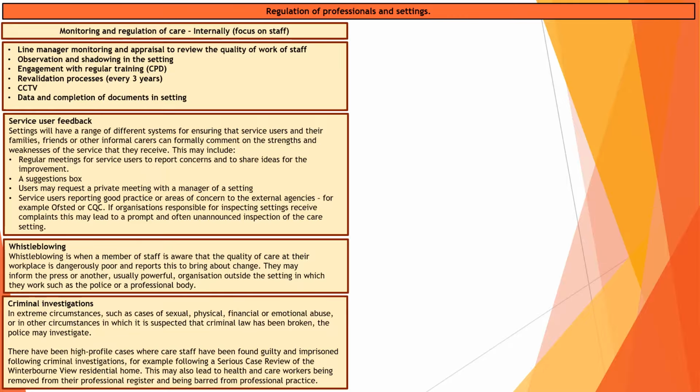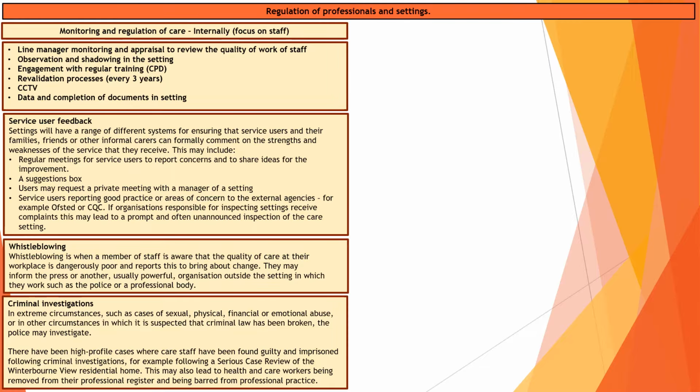And finally, the last way in which an individual may be regulated, monitored or reviewed could be, in some extreme, very rare cases, as a result of some form of criminal investigation. So if they're suspected to have broken the law or engaged in some kind of malpractice, there may be an investigation, which again would be looking at all aspects of their care, a way of monitoring, regulating and checking their care.